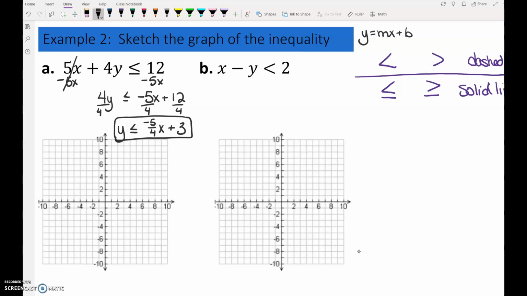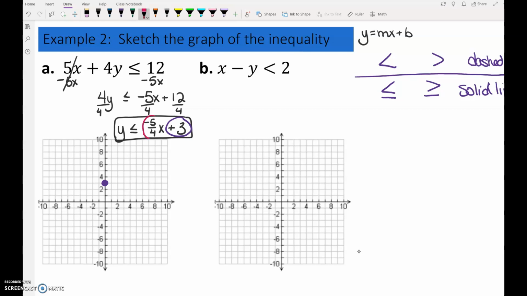When we have our inequality in the form y equals mx plus b, b is where you begin. It's the point on the y-axis. It's the y-intercept where you begin. So we are going to begin at 3 on the y-axis. Don't forget that you always start on the y-axis. I have still seen people try to graph from the x-axis. Don't do that.